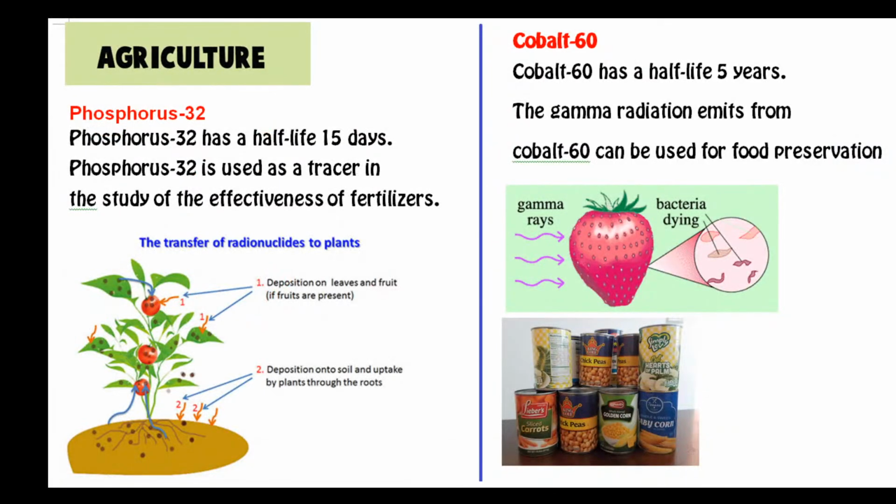Okay, this one. Phosphorus has a half-life of 15 days. This one is for plantation, for the effectiveness of fertilizer. Okay, cobalt-60, 65 years. This one is a gamma ray. After that, it is used for food preservation. So you see the strawberry, wow, it can stay for a longer time.